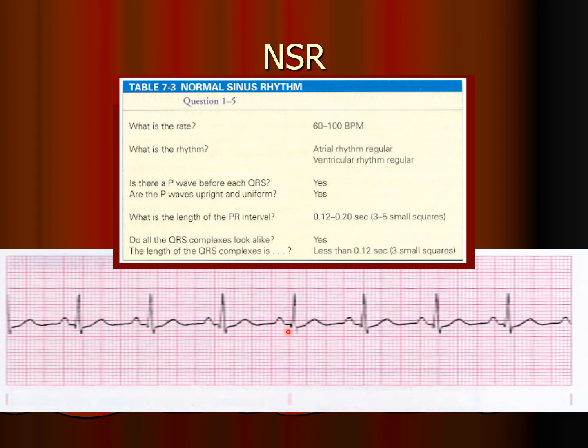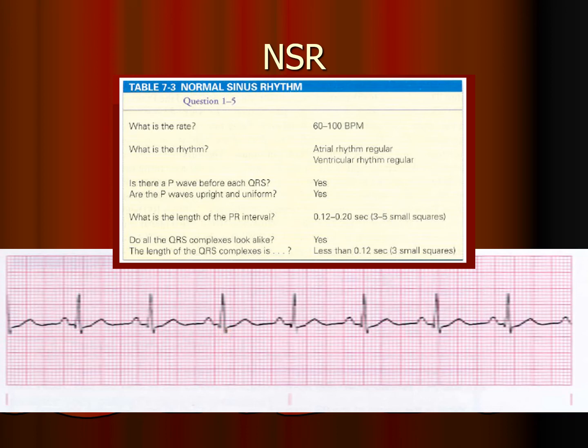Do all the QRS complexes look alike? They should. Oh, look at that. Pretty, pretty. We have Kendalls here. There's no junk in this trunk, right? And is the length of the QRS complex less than 3 small boxes? Absolutely, right? We have a nice skinny Kendall. No Kims here.